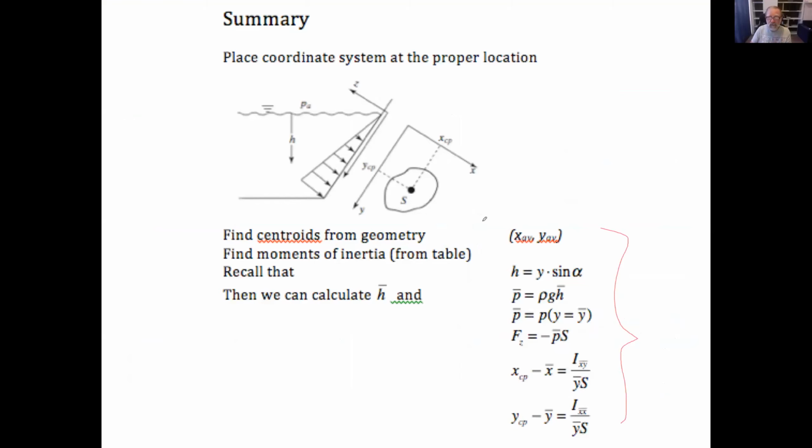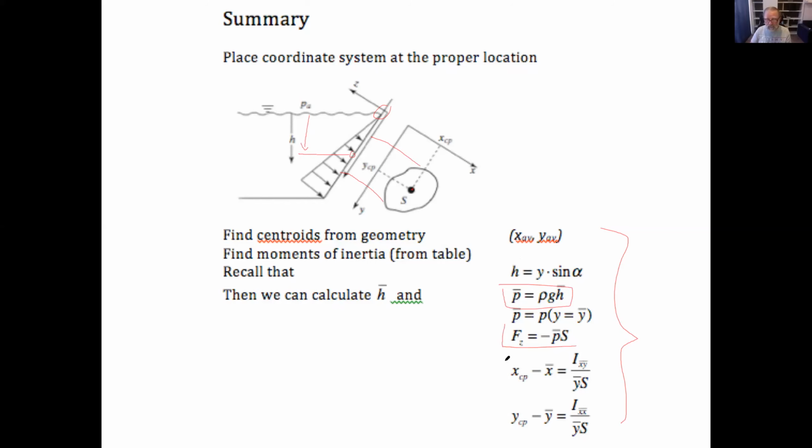So the procedure in this particular case, you have a pool, you have a shape, you have to put the coordinate system here. Once you put the coordinate system, then you try to figure out where is the centroid of that particular area, which is here. I did it several times in the past. This will be the centroid. You find what is the depth of that point. Then you find the average pressure at that point. Then the force is multiplied by the area.